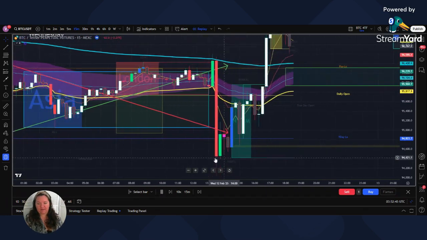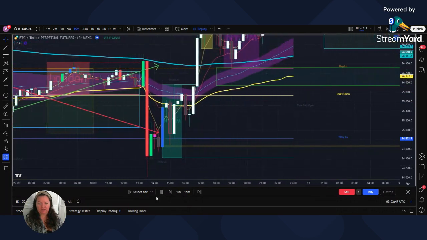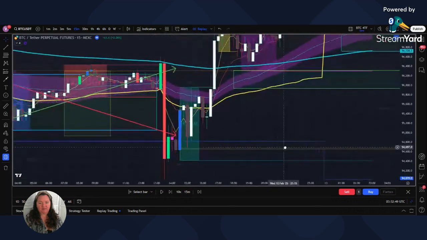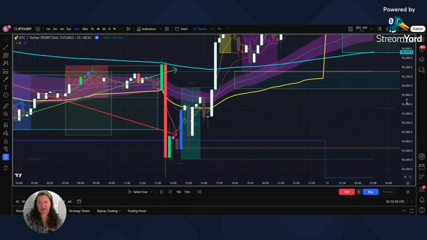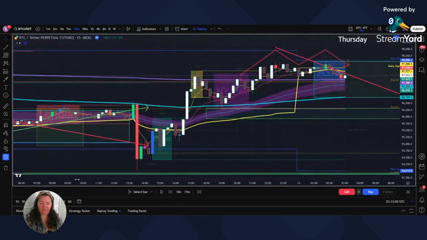So I actually caught this move again down here as well, because it's just absolutely classic: move up, down, reversal. And all these colored candles, again, market maker candles, beautiful. It was a great, great move going all the way up.